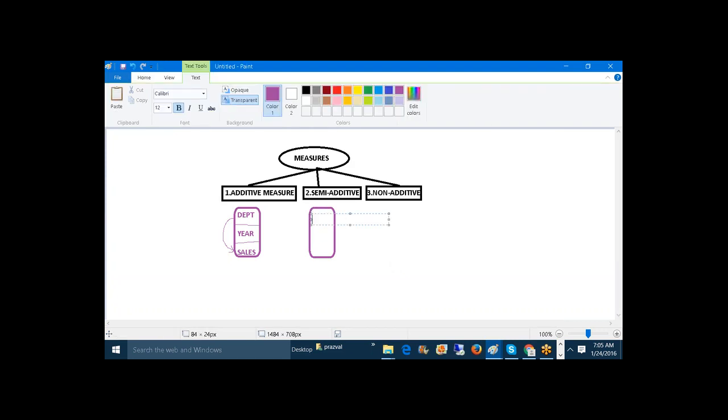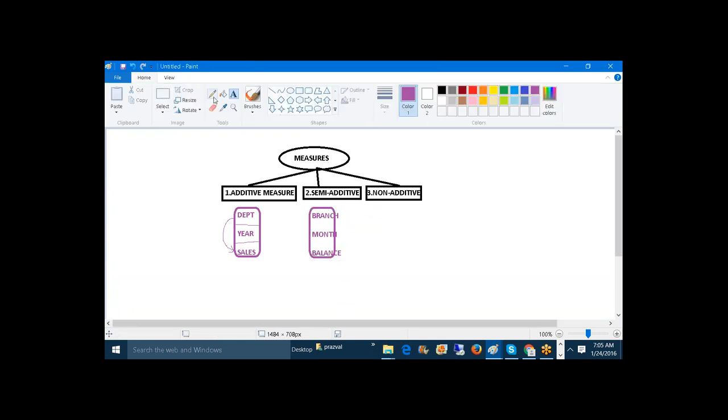Let's say, for example, I am taking branch and balance. Basically, here I'm taking one bank's information. Sorry, instead of month, let me take customer.